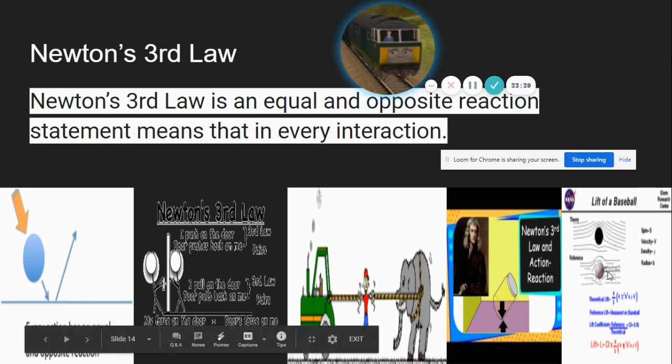What do you think those numbers are? What do you think the answer is for this baseball? What do you think it is?